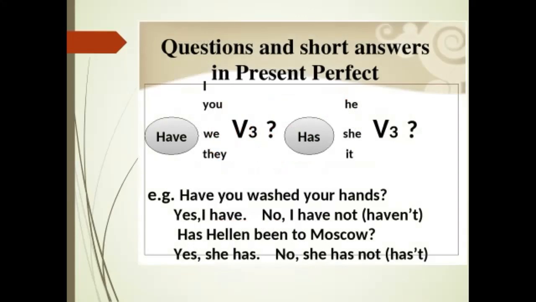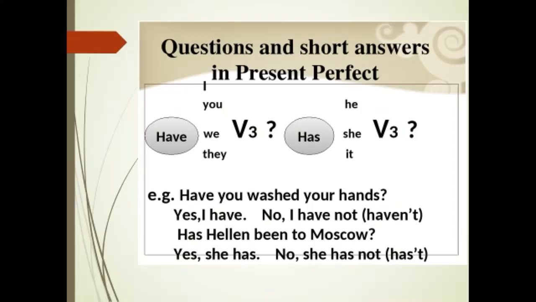Now let's speak about questions and short answers in present perfect. In order to make a question, you have to put have or has in the first place. And if you have the verb have in your question, you will have the same verb in your reply. For example, have you washed your hands? Yes, I have. Or no, I haven't.